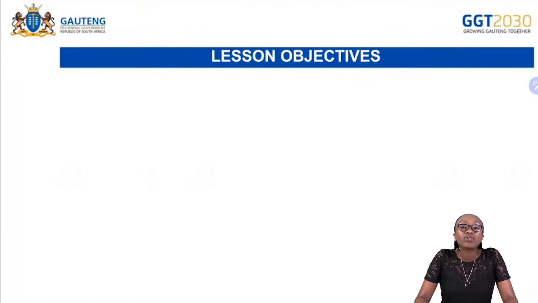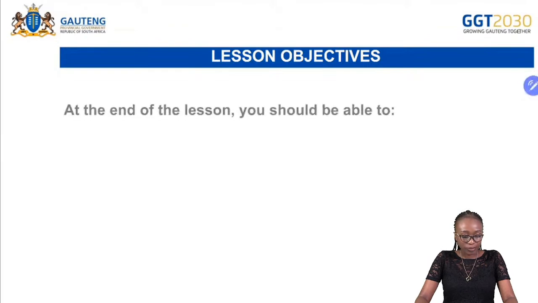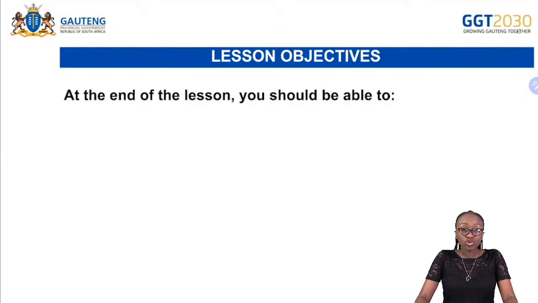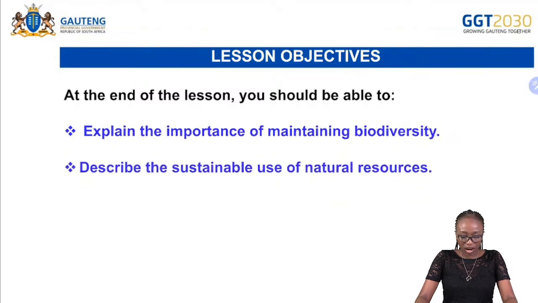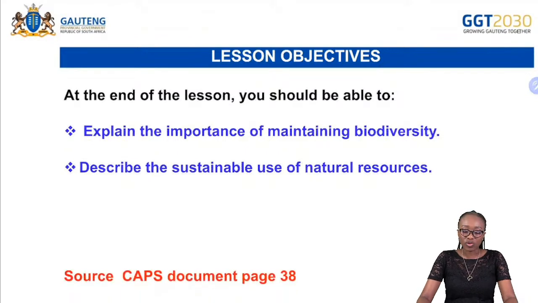Now, let's move on to lesson objectives. These are the goals that you want to achieve by the end of today's lesson. At the end of the lesson, you should be able to explain the importance of maintaining biodiversity and describe the sustainable use of natural resources. All this is sourced from your CAPS document on page 38.